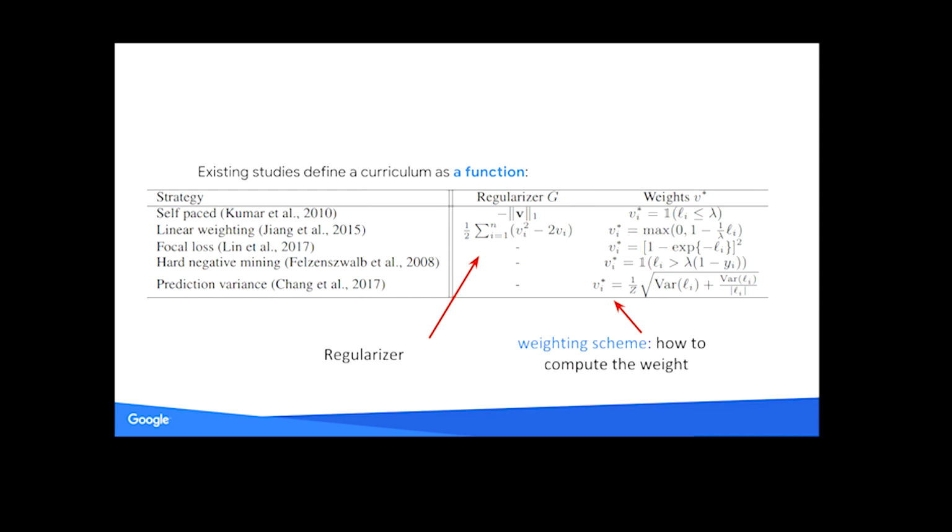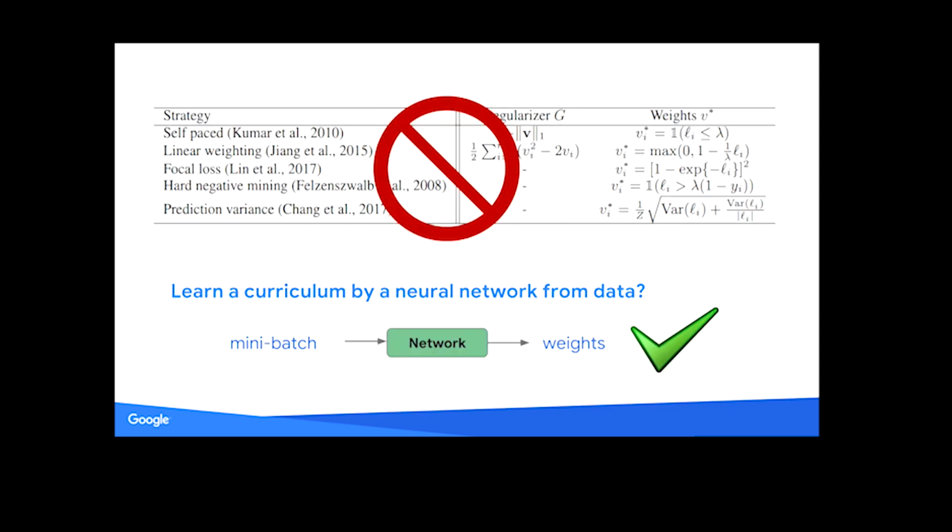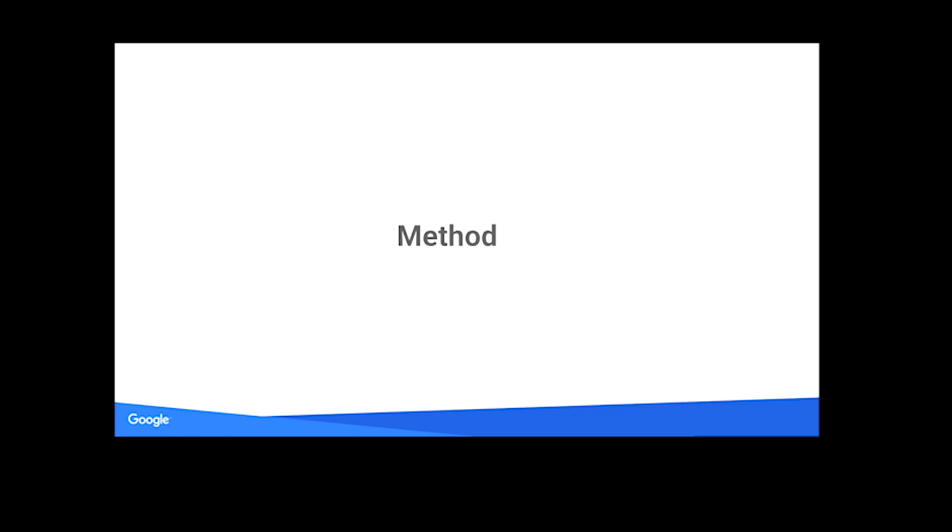In the literature, there exist a bunch of ways to define different curricula, and they have been very successful and solved a variety of problems in both the computer vision and machine learning communities. Here are just some examples. But in either case, they specify the curriculum either by specifying the regularization term G, or by directly specifying how to weight each example, v star. So in both cases, the curriculum is defined by a function. In this work, we wondered: can we learn a curriculum by a neural network just from the data? The answer is yes. To do that, we propose a framework called MentorNet.